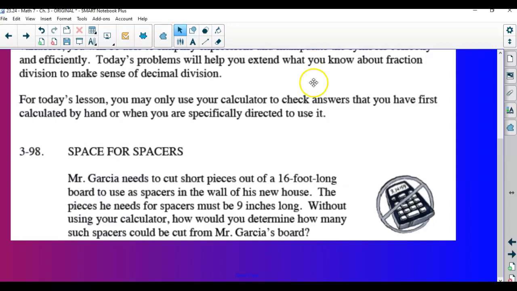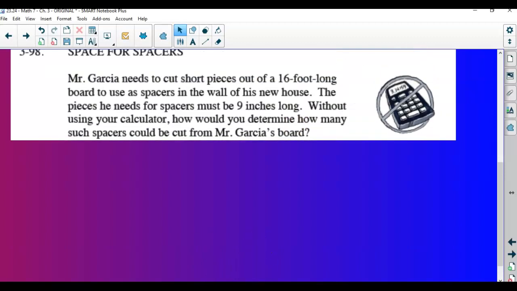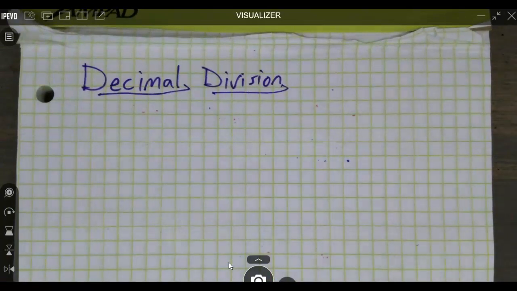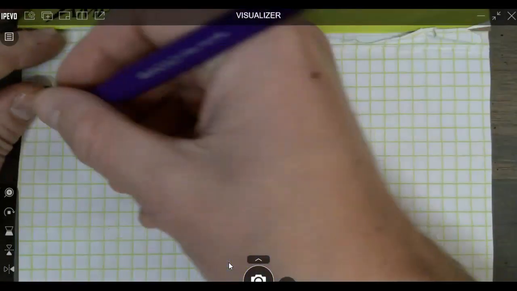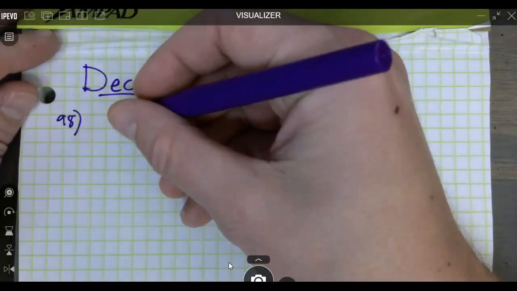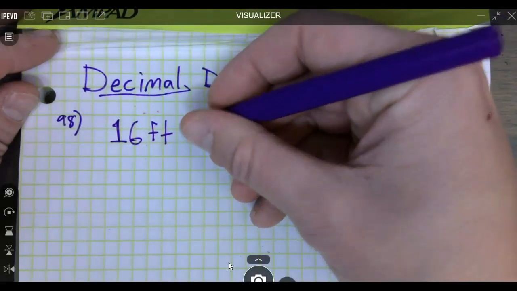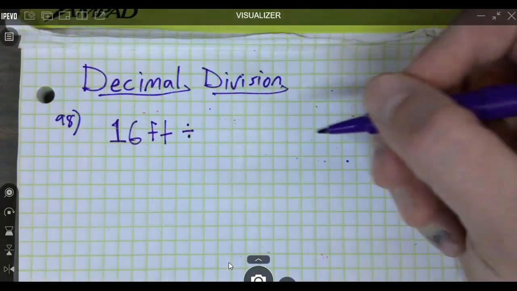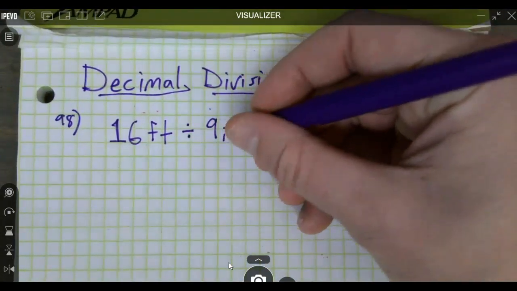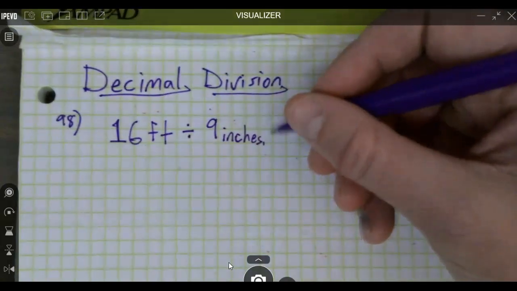We're going to start with 16 feet. And what we need to do is divide this, because we're going to cut it into pieces, right? We're going to divide this into 9-inch pieces. So what's our board length? 16 feet. And we're going to divide this into pieces that are 9 inch. Oh, man, this is going to be hard.